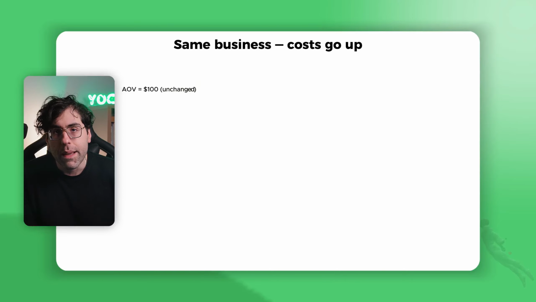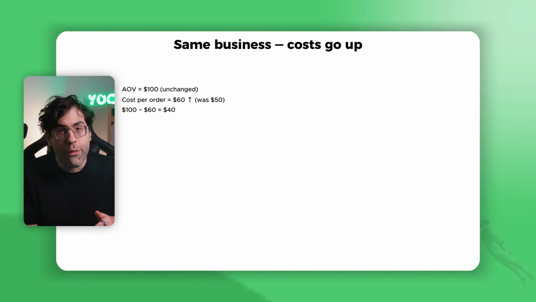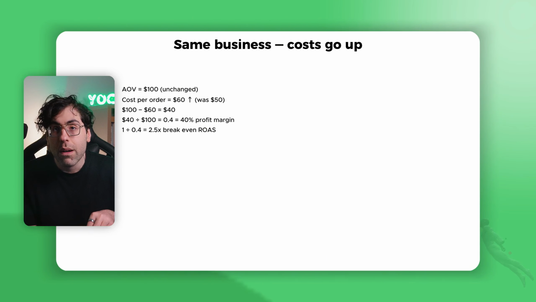So let's go through another example. Let's assume that it's the same business. AOV is $100, but now costs go up to $60. So we have a new profit margin. 100 minus 60 equals 40. 40 divided by 100 equals 0.4. That's 40%. So we have a new break-even ROAS. 1 divided by 0.4 equals 2.5. Now you need a 2.5 ROAS just to break even. If you're running a 2x ROAS, you're now losing money.